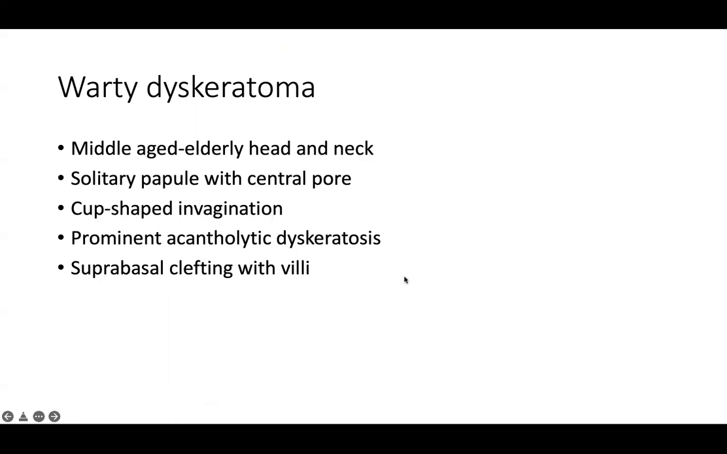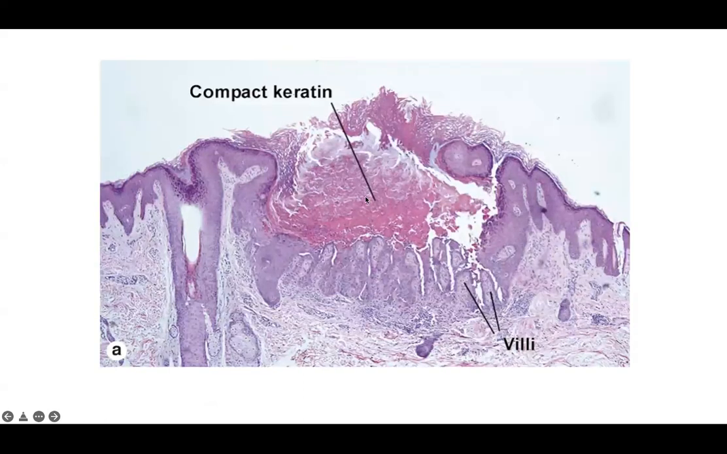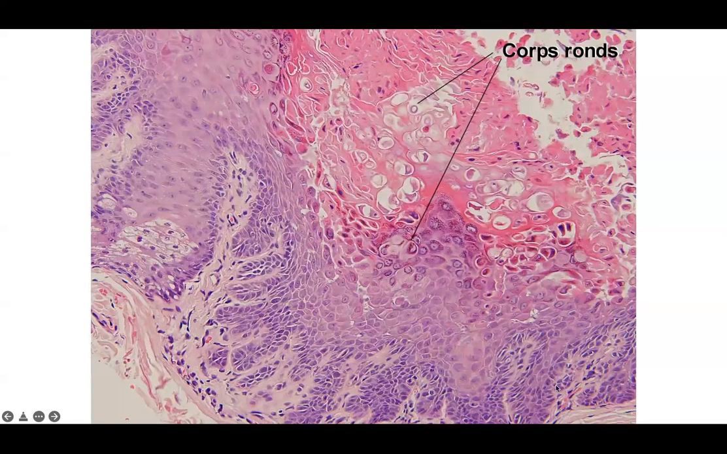Prominent acantholytic dyskeratosis and suprabasal clefting within the villi. So the way that you're going to know it's a warty dyskeratoma as opposed to a squamous cell carcinoma is it's very well circumscribed here. So it's very symmetric and cup-shaped, and you can see the acantholysis, you can see the dyskeratosis as you would see in Darier's disease. It's almost a localized Darier's disease. So this is one lesion, it's not a rash, but definitely prominent acantholysis and dyskeratosis, which you can appreciate in higher power on this image from Dr.